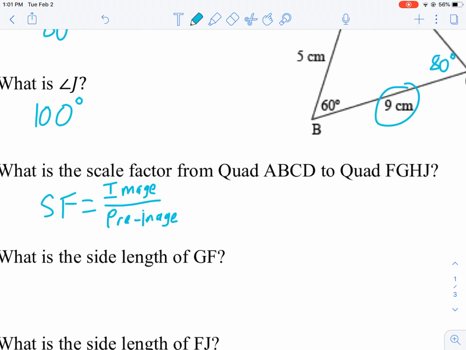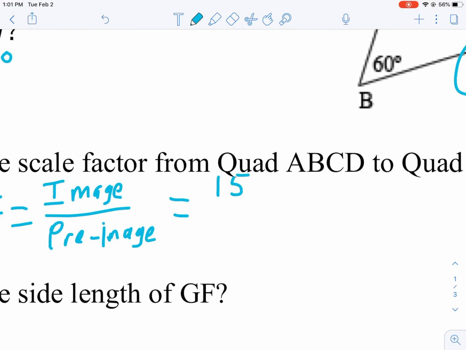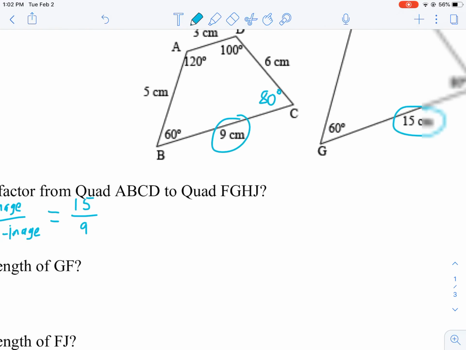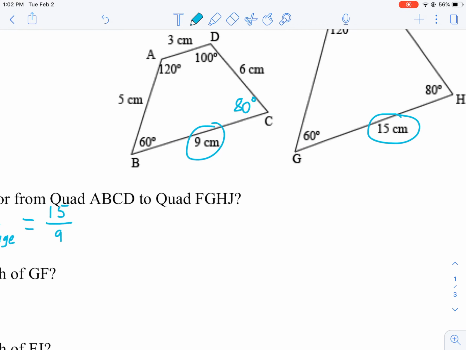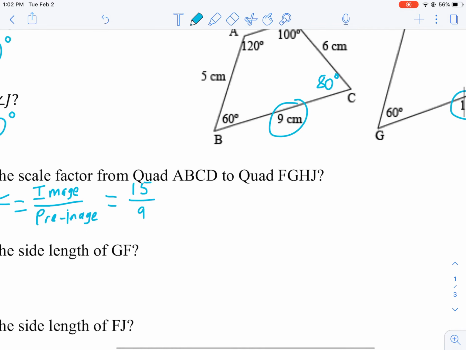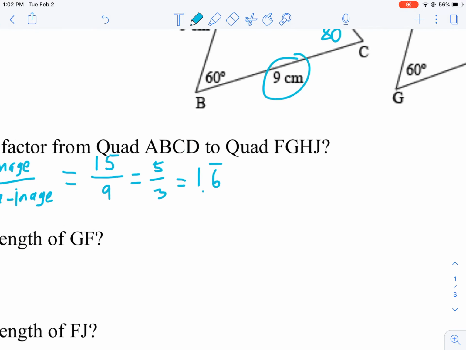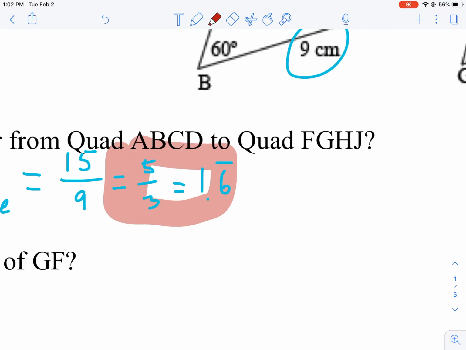So our image length is 15, and our pre-image is 9. The reason I'm explaining all of this is because it's not really obvious what 9 multiplies by to get to 15, right? It's not going to be a whole number. You know, if instead of 15 it was 18, okay, you know the scale factor is 2, right? Because 18 over 9 equals 2. But we have to do this, so we need to simplify this. Now, you could write it as a fraction or a decimal. This is going to be 5/3, which is otherwise 1.6 repeating. So whichever one of those you want to use, all right, is fine with me.